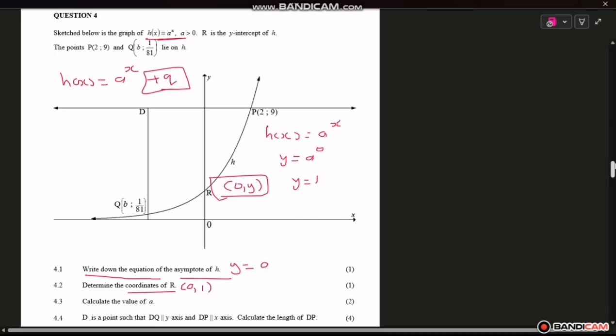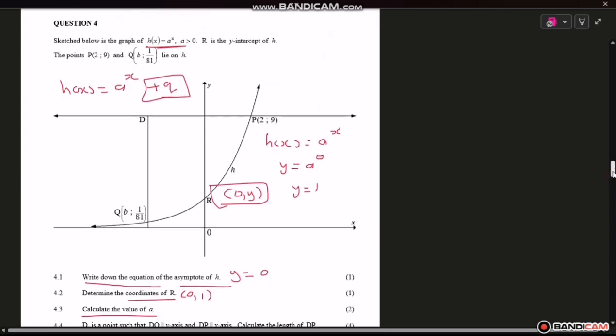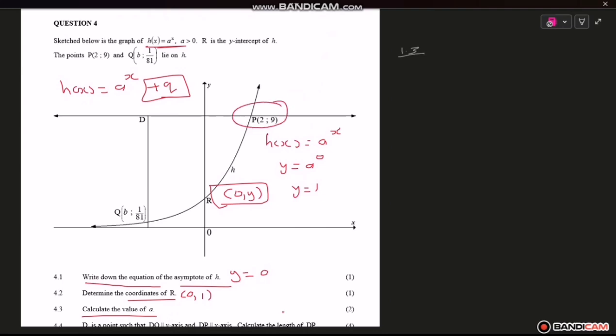Then 4.3, they want us to calculate the value of a. So how are we going to do that? We're going to take the point P, because it lies on h. We're going to take that point and substitute it on the graph of h. Therefore, this is our graph h of x. We substitute that point on the graph of h to find the value of a.